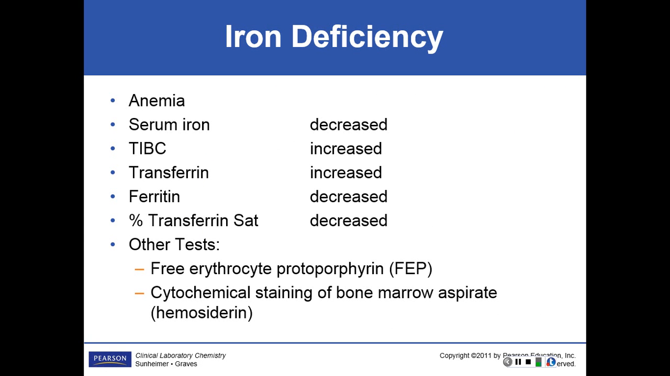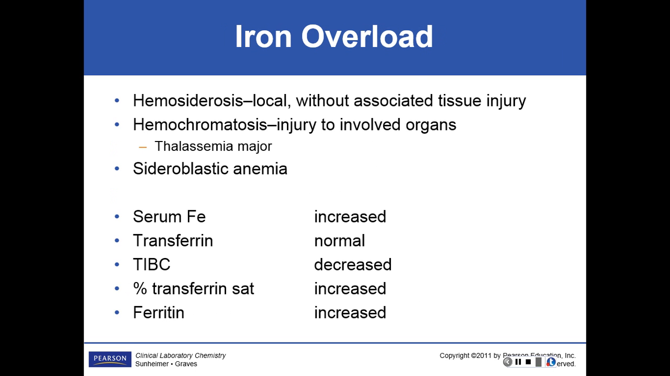Some other lab testing that we do are free erythrocyte protoporphyrin, which is FEP. And sometimes we do some special staining on our bone marrow aspirates looking for hemosiderin. An iron overload could possibly be hemosiderosis, hemochromatosis, or sideroblastic anemia. Where we have surplus iron, transferrin could be normal. So we have decreased binding capacity. The saturation is elevated along with the ferritin in the stores.